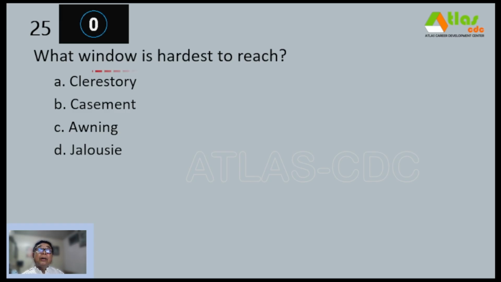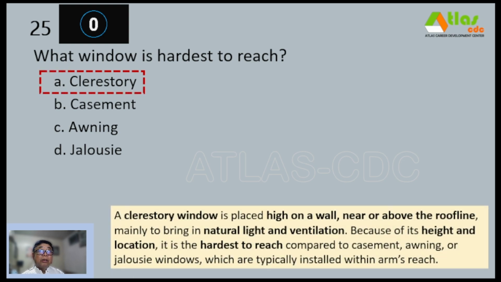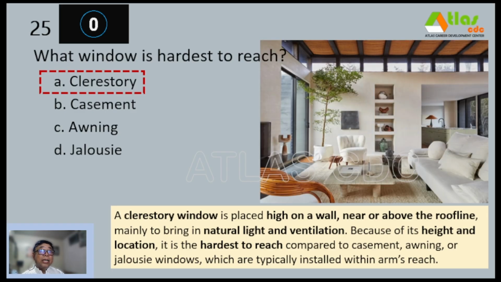And our correct answer is letter A, clerestory windows. So a clerestory window is placed high on a wall, near or above the roof line, mainly to bring in natural light and ventilation. Ito yun, no? So because of its height and location, it is the hardest to reach compared to casement, awning, or jalousie windows, which are typically installed within arm's reach.